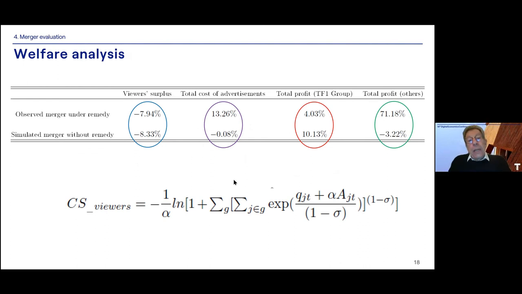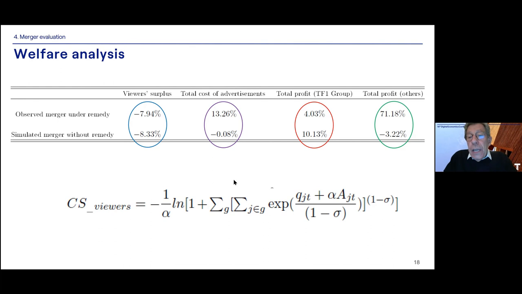Given that I don't have too much time, what is interesting is that we have observed the equilibrium post-merger under the remedy of the French authority, which was, as you remember, to keep the advertising sales houses separated. And we have simulated the merger without remedy. In both cases, the consumer surplus decreased. So it means that the decision has not been right. If the objective of the authority is to preserve the consumer surplus on the side of viewers, then the decision has failed.